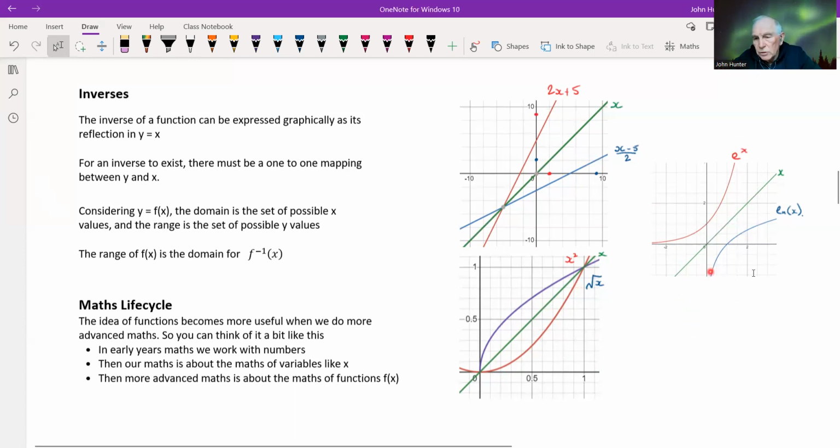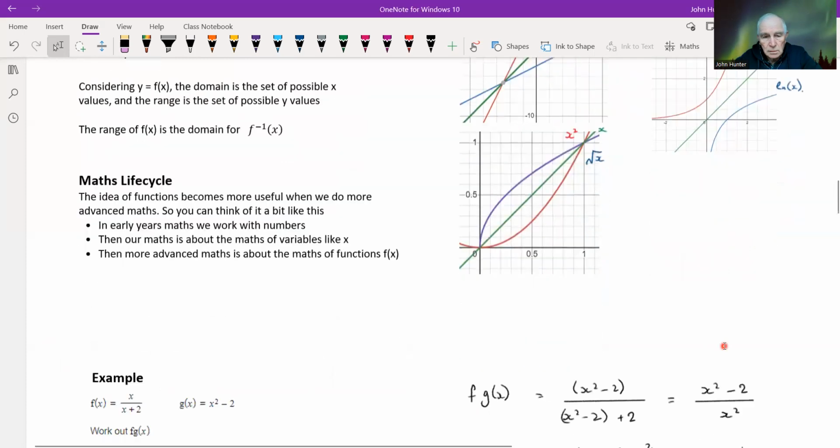Going on to things that apply more specifically to A level: if we've got this red line, which is the function e to the power of x, then its inverse is the natural log of x. If you haven't covered that, then don't worry about it, but it will come into some worked examples. And I mentioned the maths life cycle already, so that's what that is.